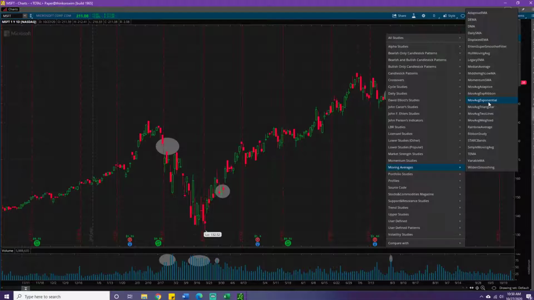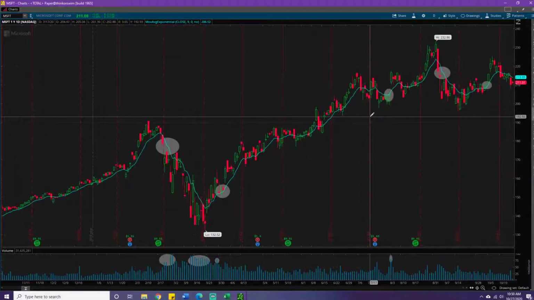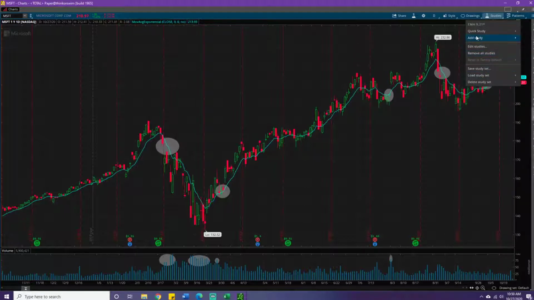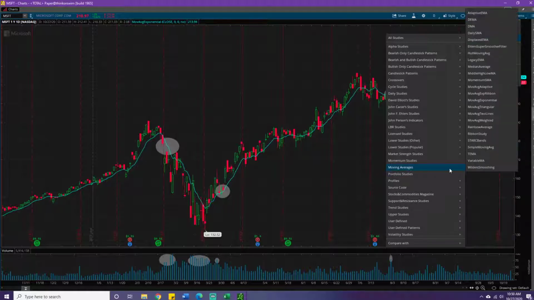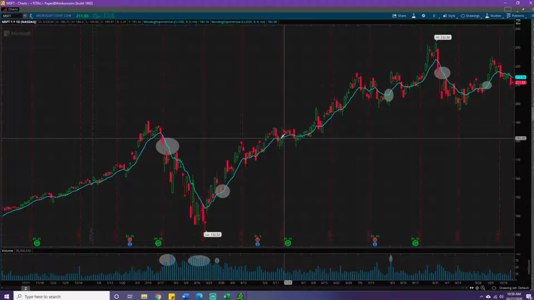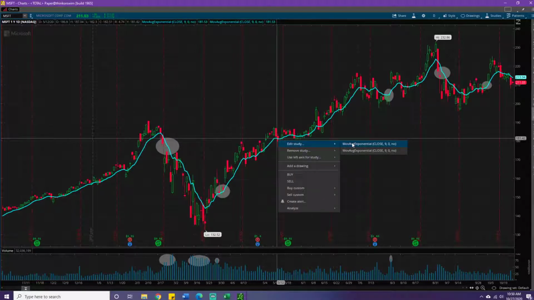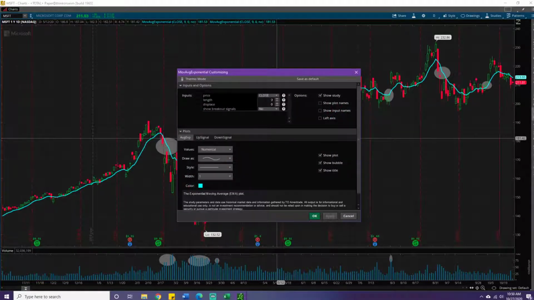Exponential Average. Here we go. Moving Average Exponential. You're going to add 2 of them. So we'll do the same thing. Moving Averages, Moving Average Exponential. Now you have 2 of them here. Let's edit one of them. The 9 is okay, we'll keep that. What I'm going to do is change the length here, which is 21.